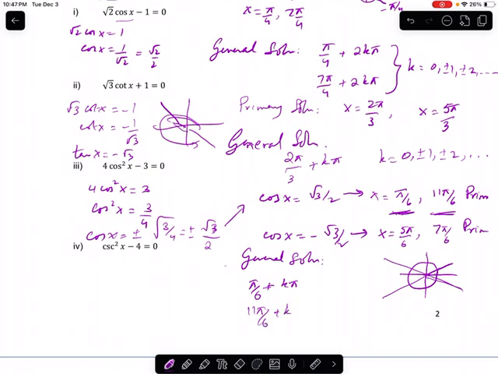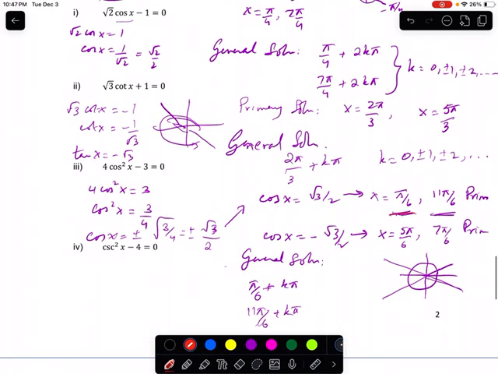Or if you do not understand this, it's okay to write those 4 general solutions with each of them. So these are the 4 primary solutions, so you can write plus 2k pi with each of them and you get our general solution.